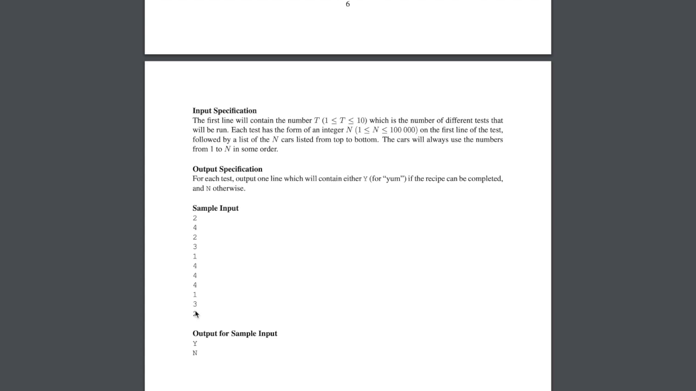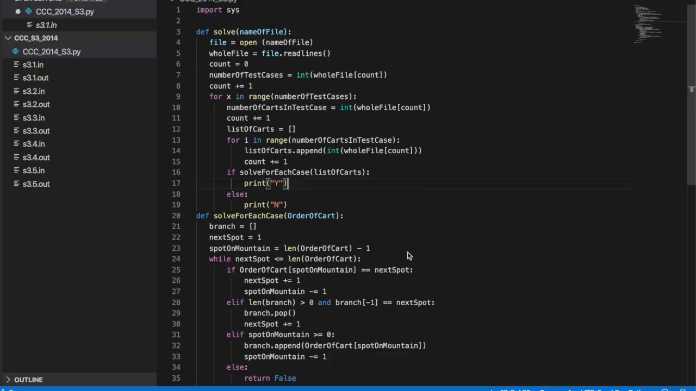So now let's go and program this. This problem has 2 steps: going through the input and separating it into the tests, and then testing each case. If it's possible, print y, if it's not, print n. I have a function called solve, where you call up the name of the file as a string. So it'll open the file, then read the file, and this is a list. And now count represents a variable representing our spot in the list. That's our whole file that we just read.